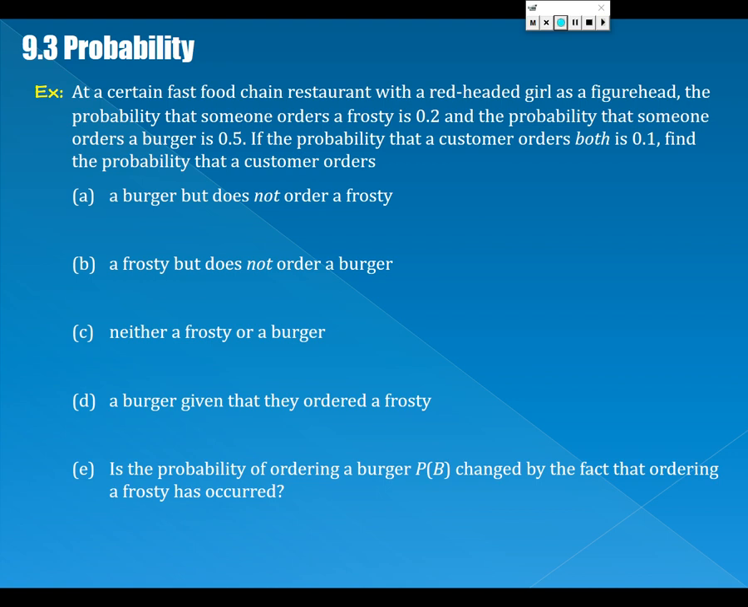So the probabilities here are 0.2 for a Frosty and 0.5 for a burger, and we're also telling you that 0.1 is the probability that they order both. Now, a lot of these would be somewhat interesting and a headache of a question to ask: a Frosty, but not a burger. But with a picture, these all become very, very easy. So let's start, before we answer any questions, with drawing a Venn diagram.